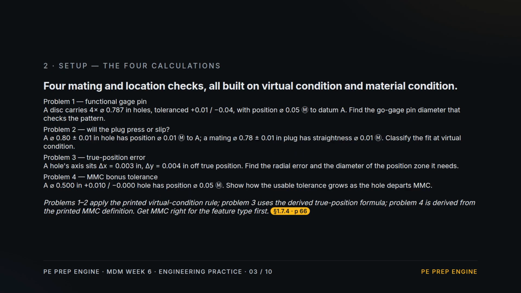Setup: 4 calculations, all resting on virtual and material condition. First, size a go gauge pin for a pattern of 4 holes. Second, classify the fit between a hole and a plug, each toleranced at maximum material. Third, turn a coordinate offset into a true position error and its diameter zone. Fourth, show how maximum material unlocks bonus tolerance as a hole departs its tightest size.